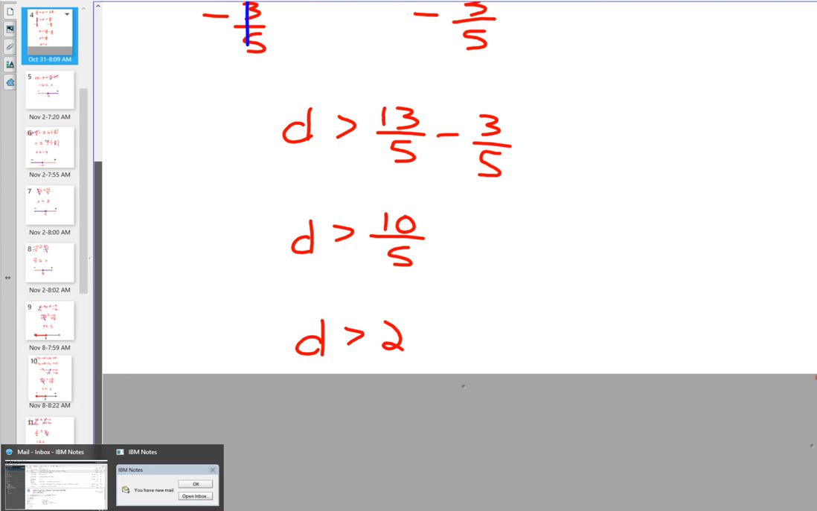It's an open dot. It is going to be open on top of the 2, and then where are we going to shade? To the right, good.